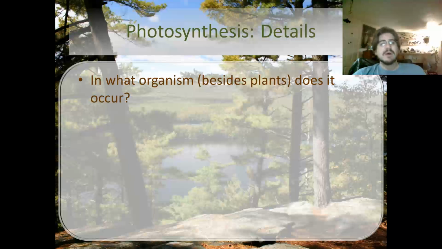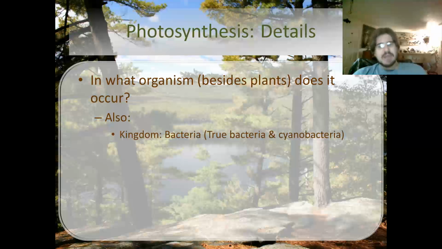All right. So, in what organisms besides plants does photosynthesis occur? Because I'm sure you're all familiar with plants. Throw out answers. I'm listening. Hearing some good guesses. Well, let's go through some. In addition to plants, you have kingdom bacteria. In fact, the bacteria can undergo photosynthesis. True bacteria and cyanobacteria. You might know cyanobacteria under a different name, blue-green algae.